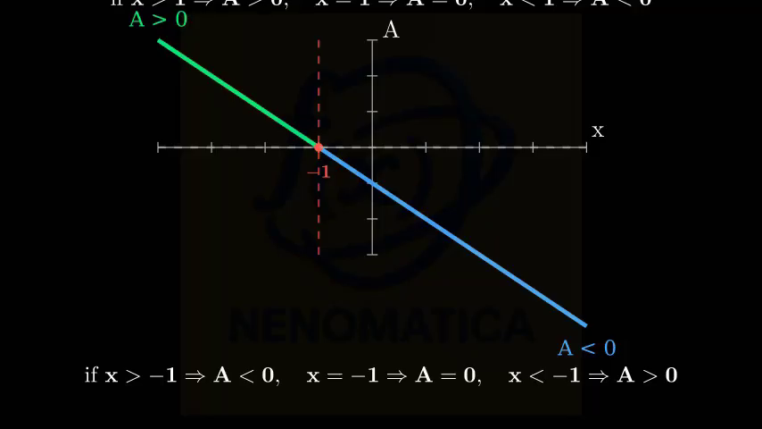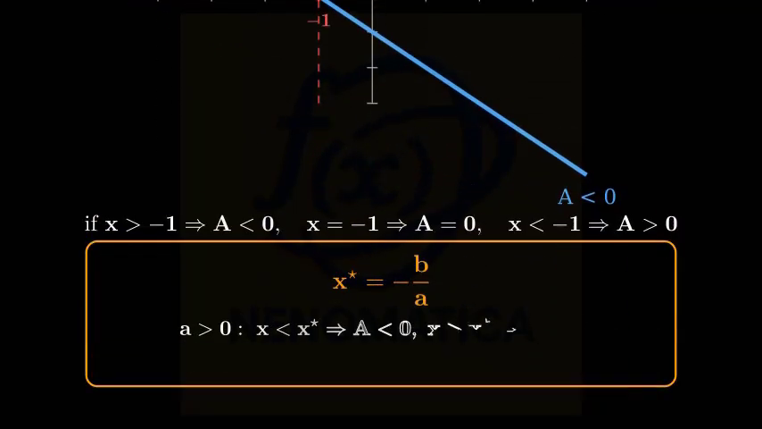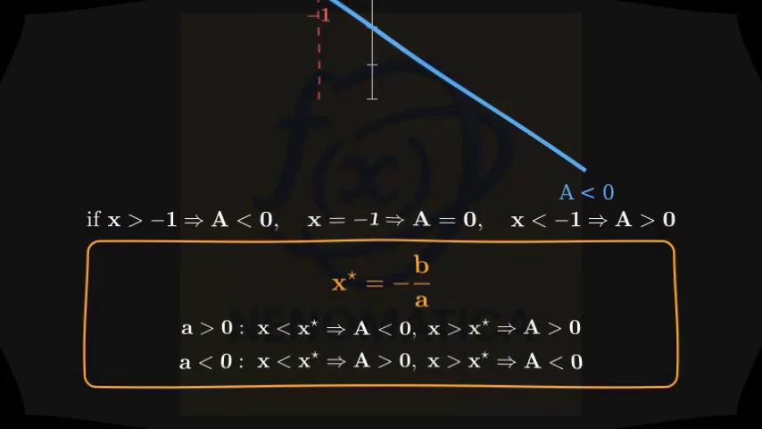Here is the big picture. Let the root be x star equals negative b over a. If it is positive, a is negative to the left of x star and positive to the right. If it is negative, the pattern flips. This completes the sign analysis for any first-degree expression.